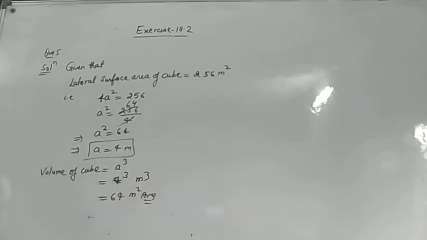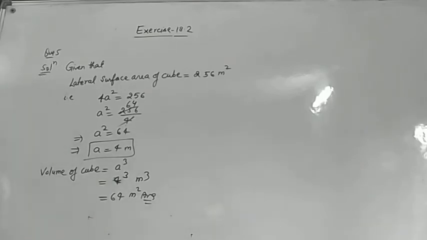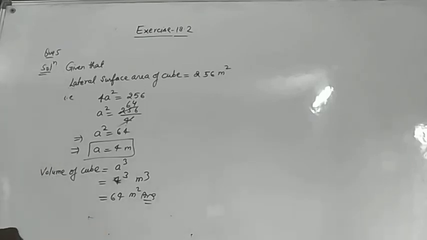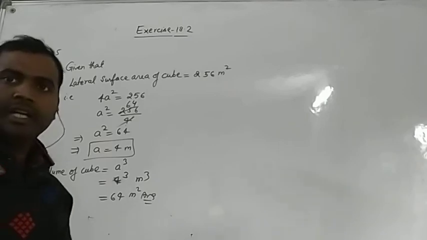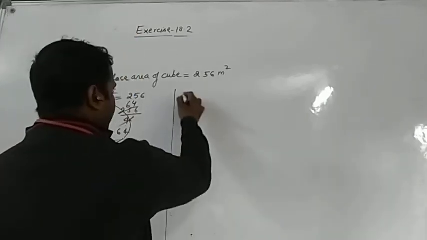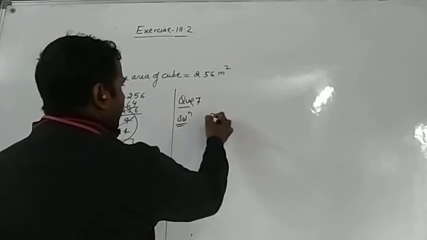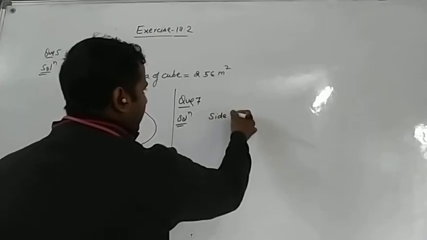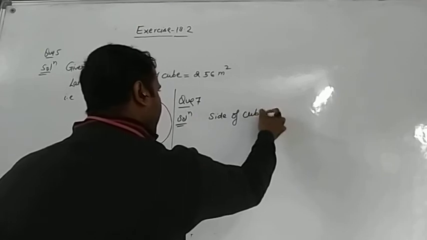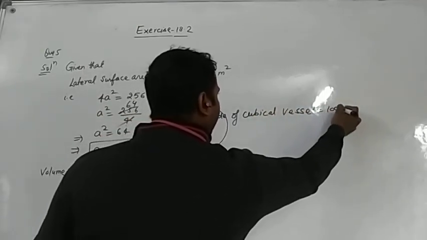In similar way, question number 6 and question number 7. Find the length of the longest rod that can fit in a cubical vessel of side 10 centimeter. Question number 7, side of cubical vessel is equal to 10 centimeter.